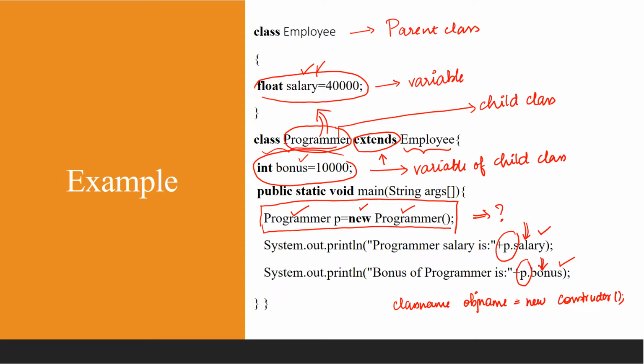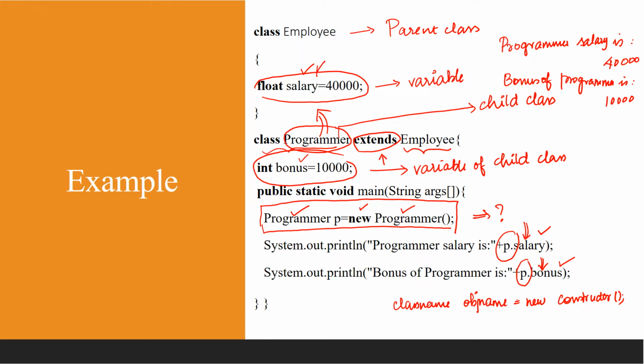Now what will be the output? System.out.println, programmer salary is, what is the programmer salary? 40,000. So you'll get an output as programmer salary is 40,000. And then the bonus of programmer is what? 10,000. Bonus of programmer is 10,000. This will be your output.